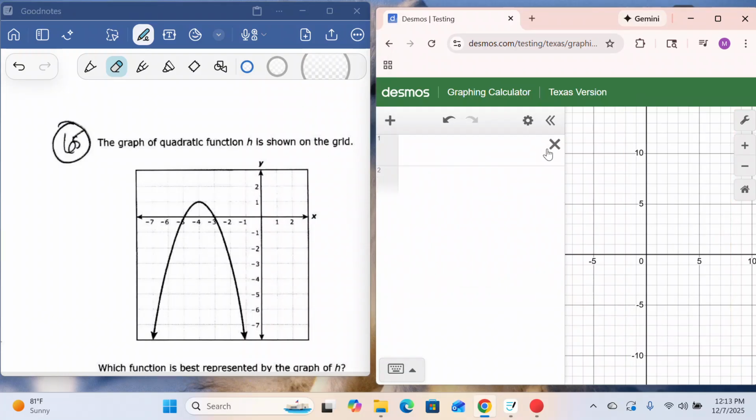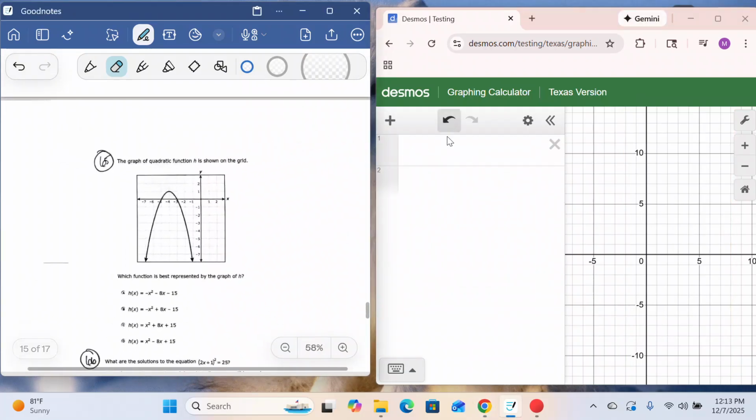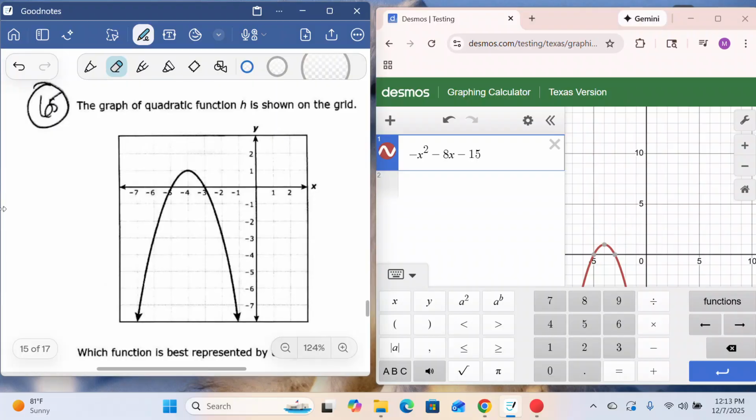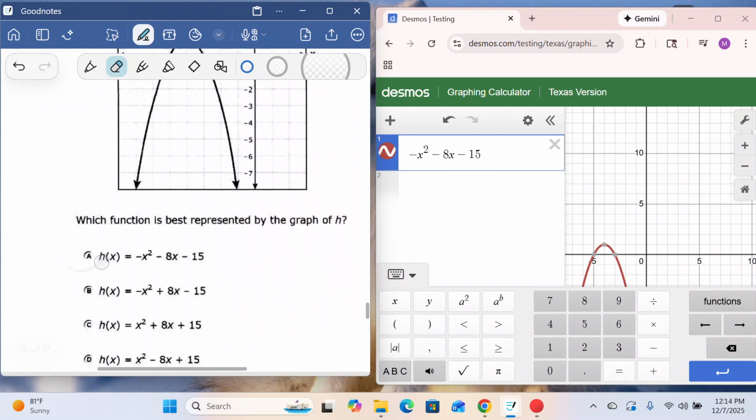So let me reset my Desmos. Which function is the correct one? So all I'm going to do is input every single one of them. My first one is -x squared, minus 8x, and I'm looking at -15. And it has a -4 comma 0. I look at -4 comma 1, sorry. -4 comma 1, it's got my x-intercepts as -5 and -3, and that is a correct one. It's got my x-intercepts of -5 and -3. So most likely this is a correct one. So I want to check to make sure that it is a correct one.